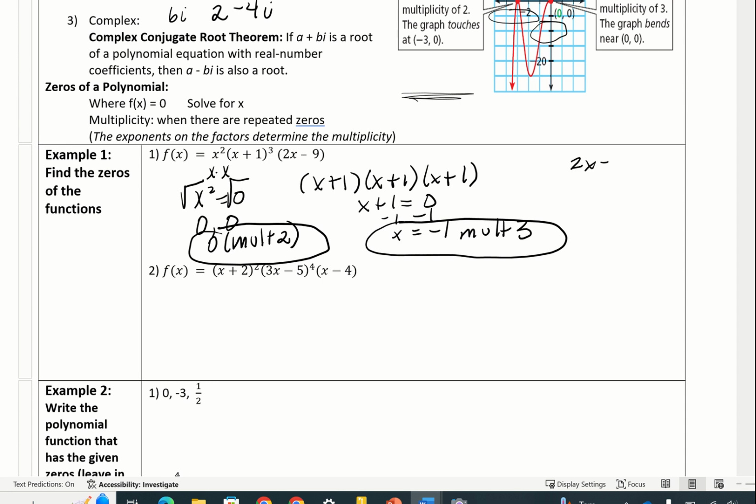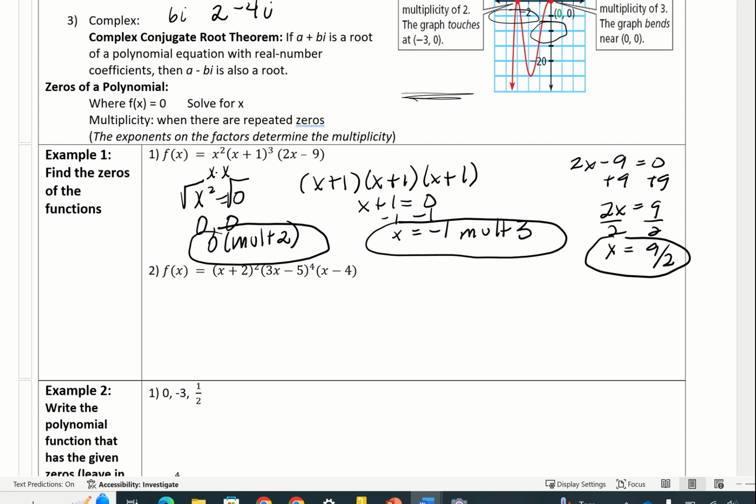And then 2x minus 9 is out there on its own, so we're going to set it equal to 0, and we're going to add 9, and 2x equals 9, and we're going to divide by 2. So we get x equals 9/2, and that is just a multiplicity of 1. It just passes through 9/2. So that's where we get our 6 answers from. Our first 2 come from the x squared, then we get 3 from the x plus 1, and then we get 1 from that 2x minus 9.